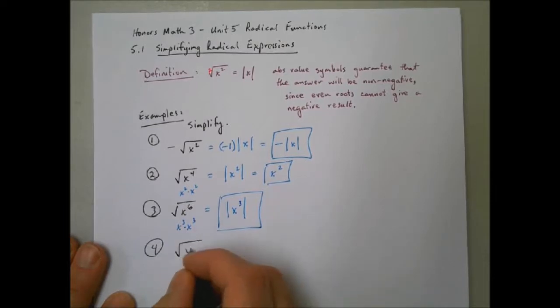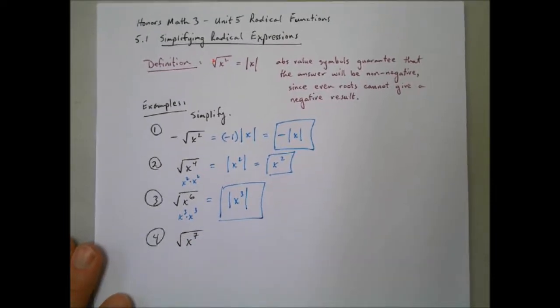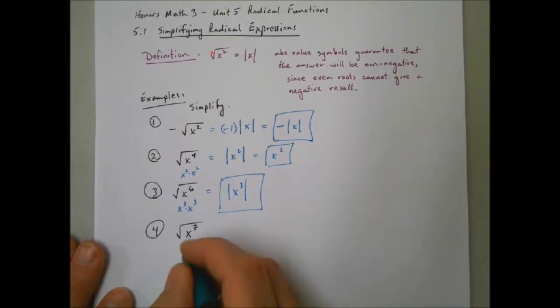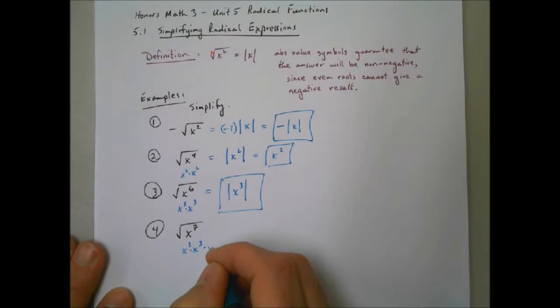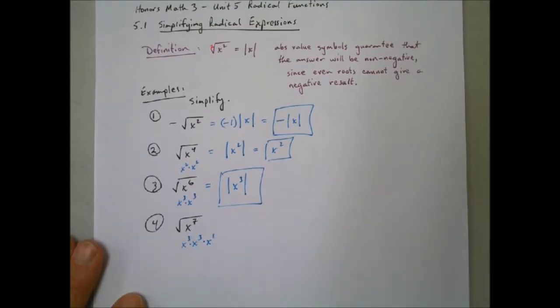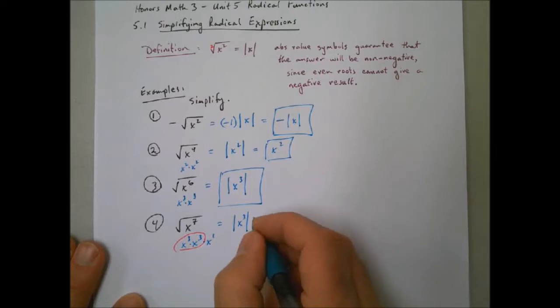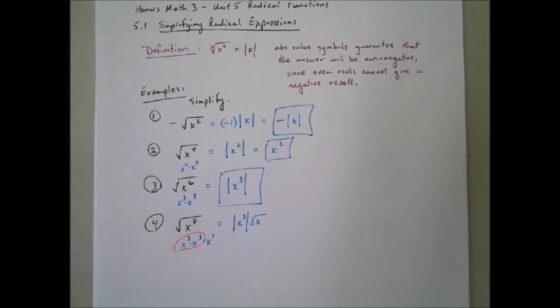Number 4, square root of x to the 7th. Well, this one's a little bit odd because we've got x cubed times x cubed times x to the first. So we have a pair of x cubes, and so it comes out as the absolute value of x cubed, and then the one that's left over has to stay behind, so x. So yes, this is looking like what needs to happen.